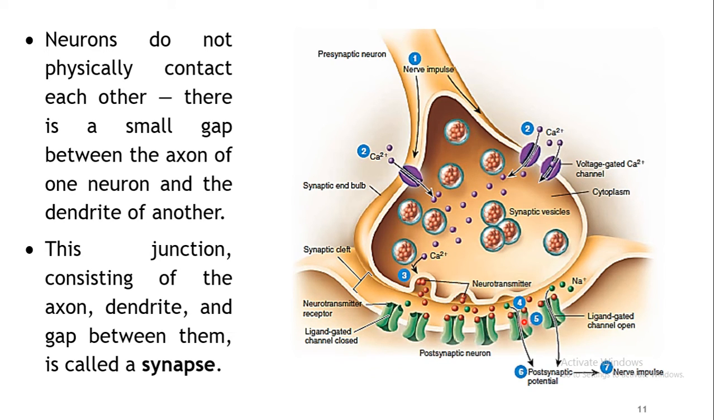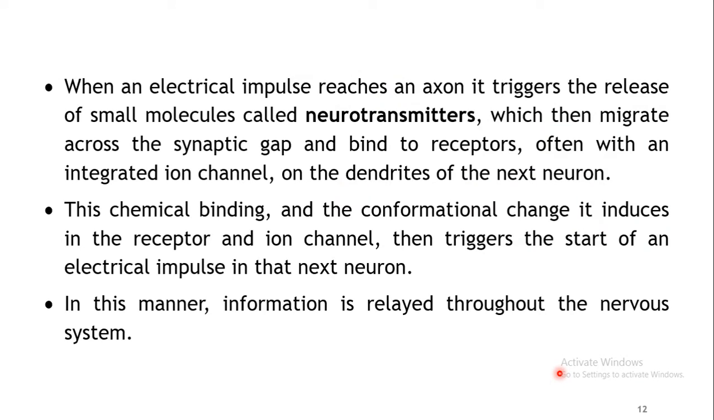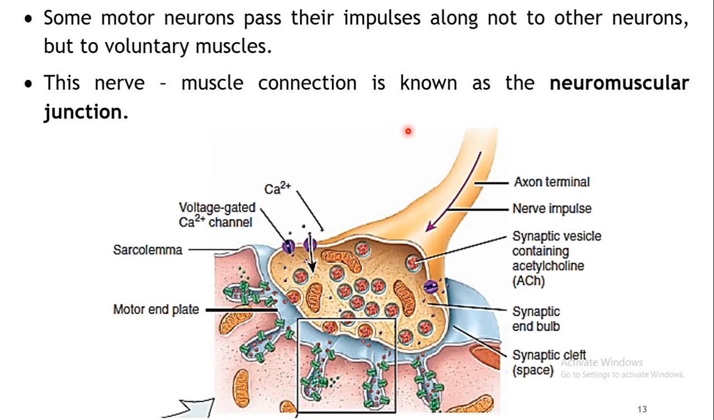As a result of this, there will be opening of certain ion channels, say sodium ion channels, and there will be a change in the potential, and this signal will be transmitted to the second neuron. Okay, so this is what is happening at the junction. Neurotransmitters are the small molecules which are released and carry the signal from one neuron to another neuron. So this is how the information is relayed.